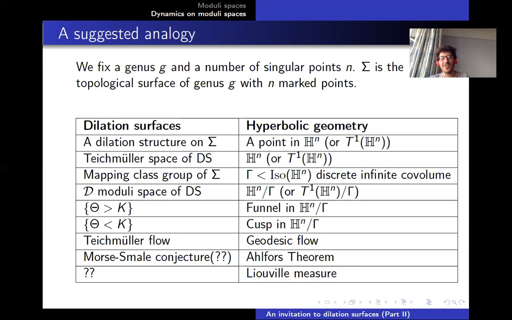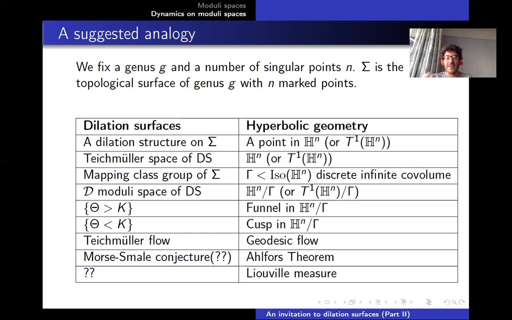Then the surfaces for which the angle of a large cylinder is quite wide correspond to the funnel, the wide end. When it's small, more toward the translation surfaces, they look like a cusp. Then there are the Teichmüller flow, the geodesic flow, this Morse-Smale conjecture, and the theorem of Ahlfors, and maybe I'll leave it on that note.